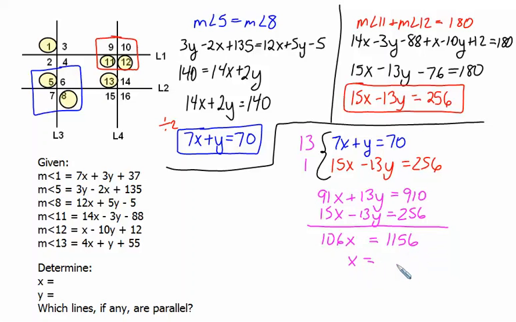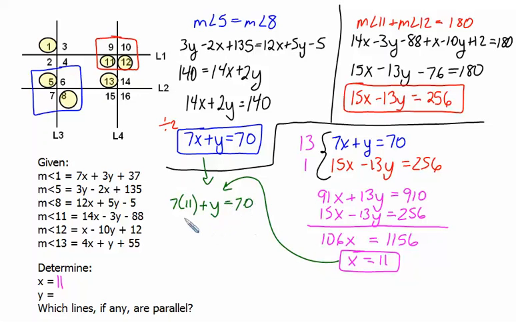And then we're going to divide both sides by the 106. Oh, look at that. X works out to be 11. So we'll put that as one of our answers. Now we need to go back and solve for y. So we'll just plug back into our blue equation. 7 times 11 plus y equals 70. Show your work. It avoids making mistakes, and I care more about your process. That's what's important. Y is negative 7.